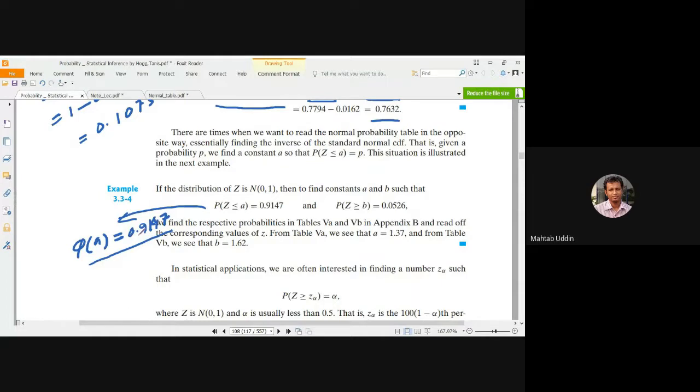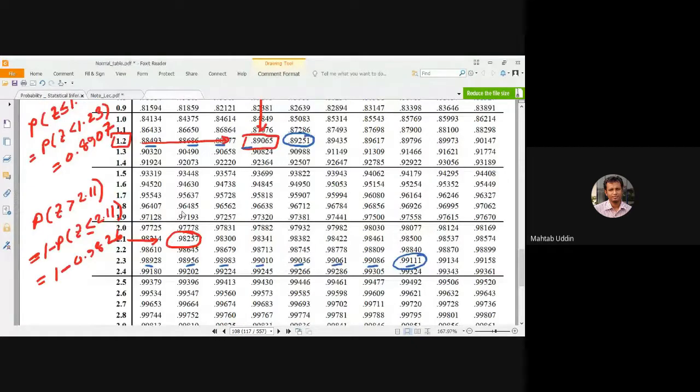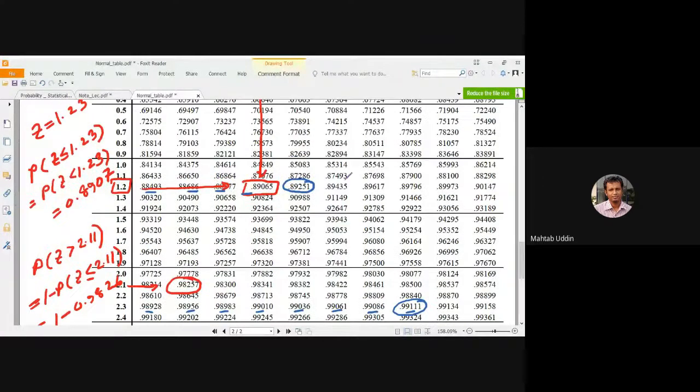Now we will find the output. For the output 0.9147, what is the input? Keep 0.9147 in mind. You can see this is very close to it, right? I think this is actually 0.9147 if we round off. If we round off, we can write 0.9147, right?